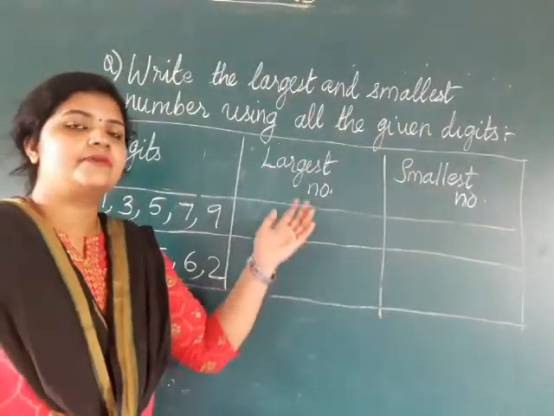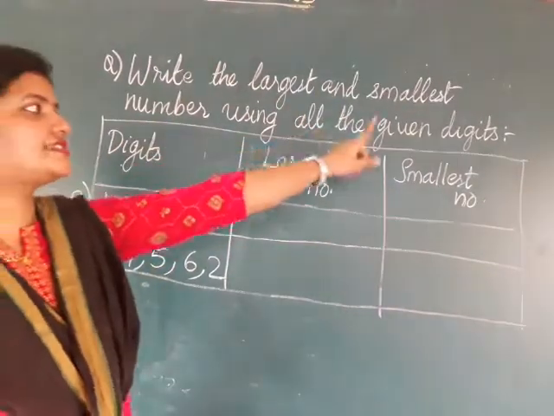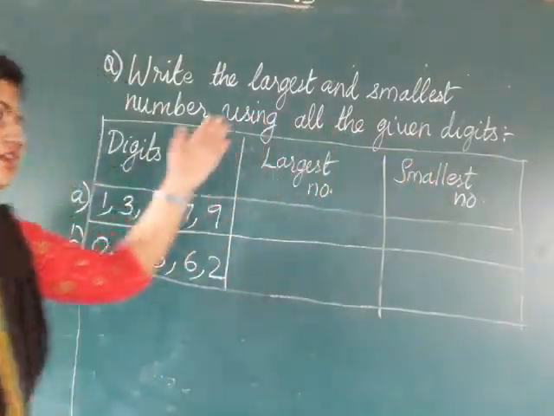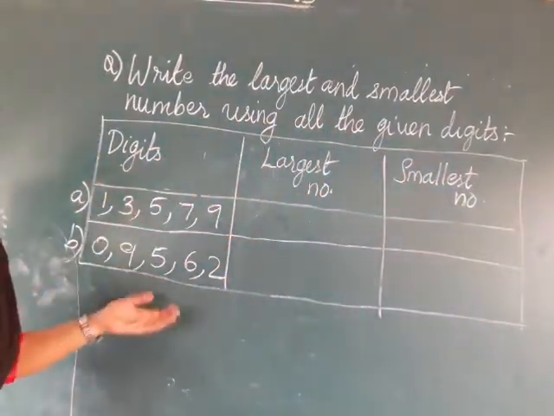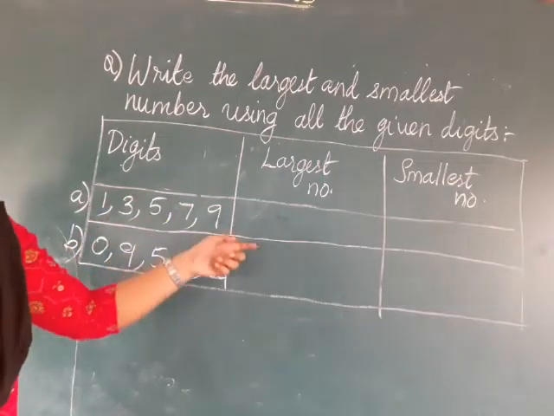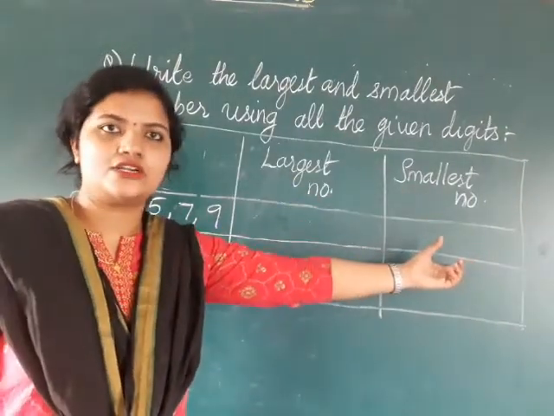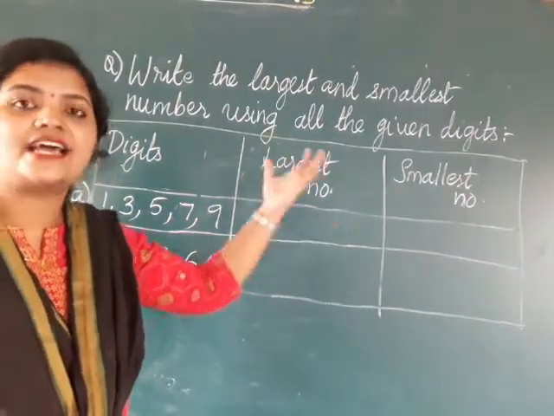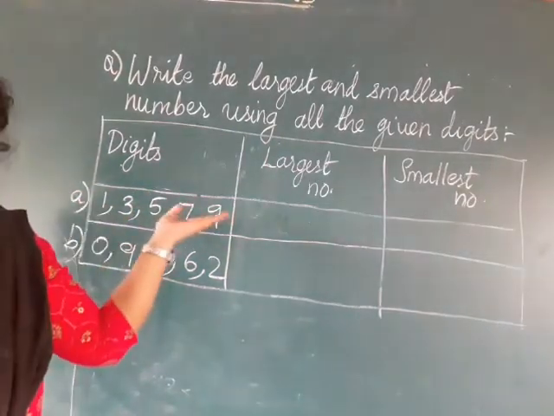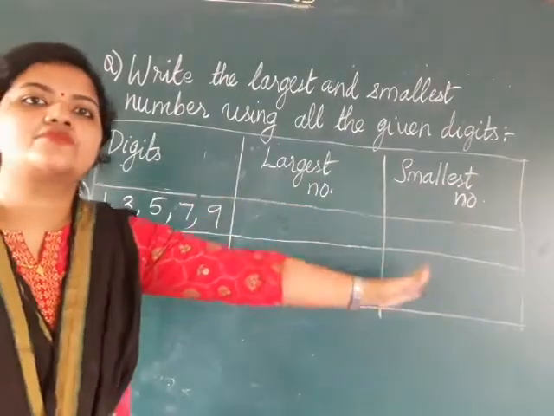Now let's discuss the next type of question. The question is, write the largest and smallest number using all the given digits. So we have two questions here. First we have digits 1, 3, 5, 7 and 9. With these digits we have to form the largest and smallest number. To find the largest number, what you have to do is arrange the given digits in the descending order, that is from the highest to smallest.